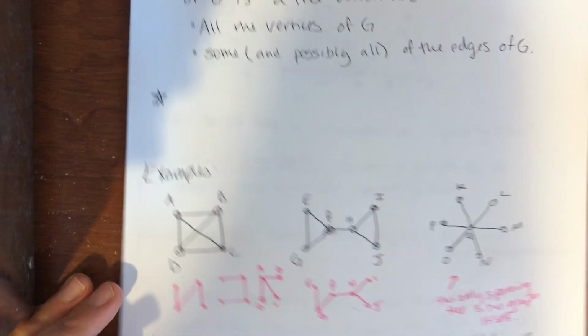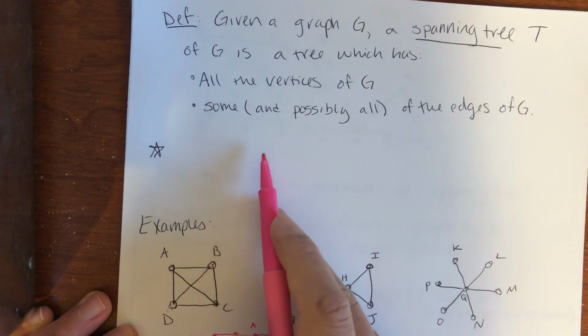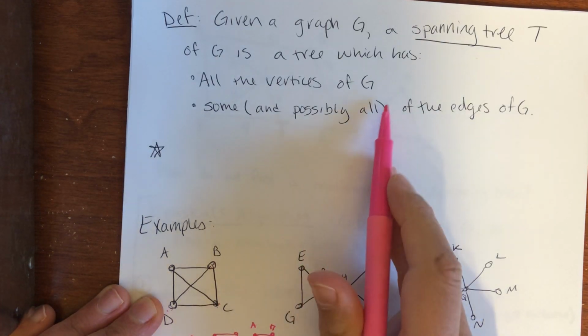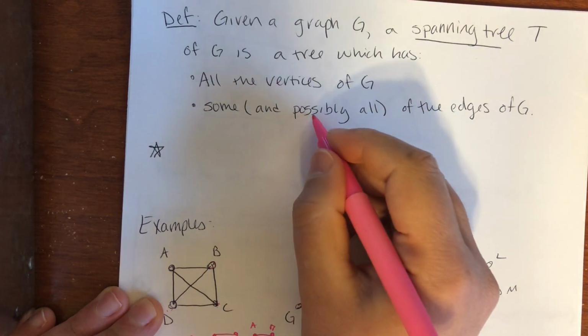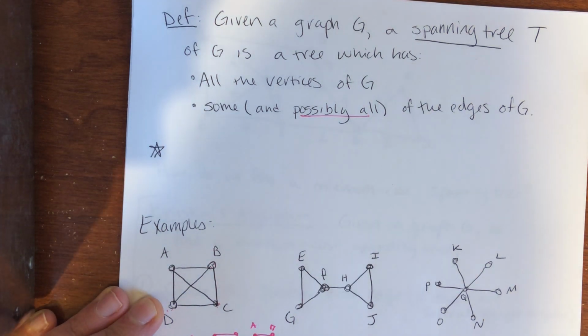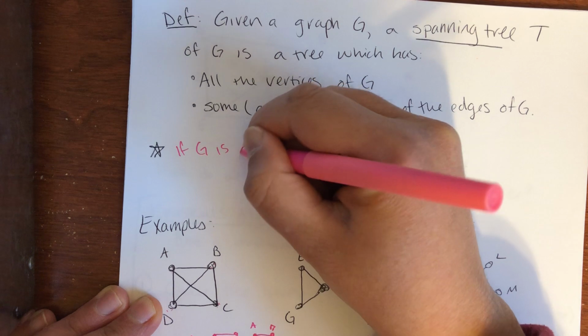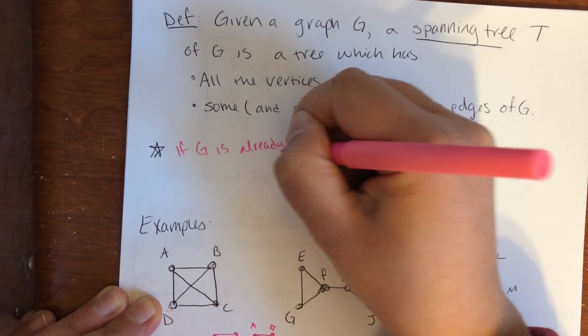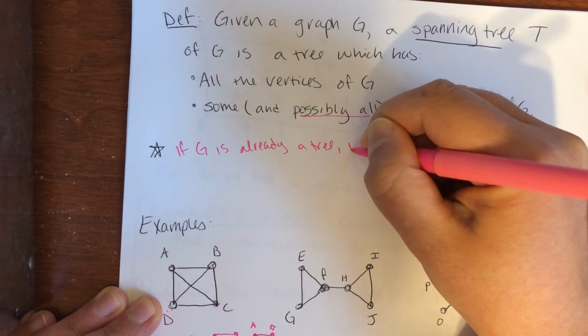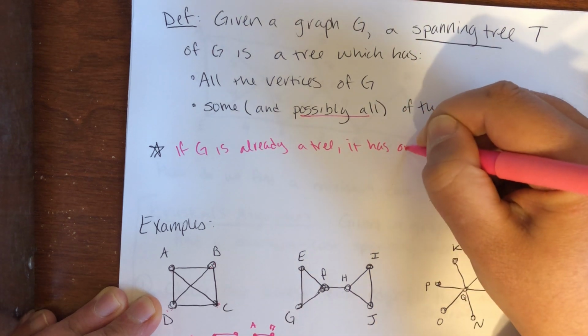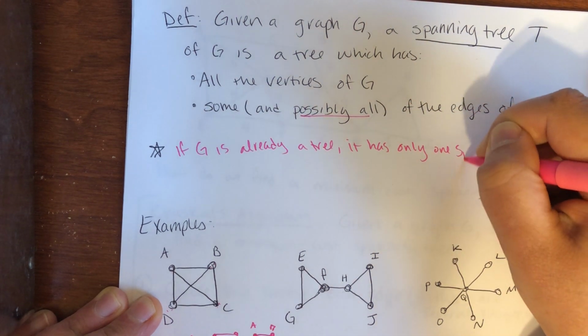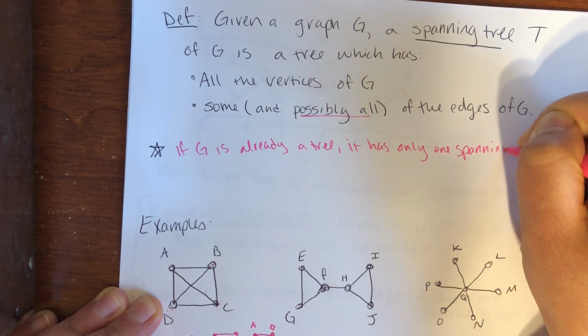Okay, so that's maybe an important note up here. I did say that to be a spanning tree, you need all the vertices of G, and you need some, but also possibly all the edges of G. So if G is already a tree, it has only one spanning tree, and that's the graph G itself.